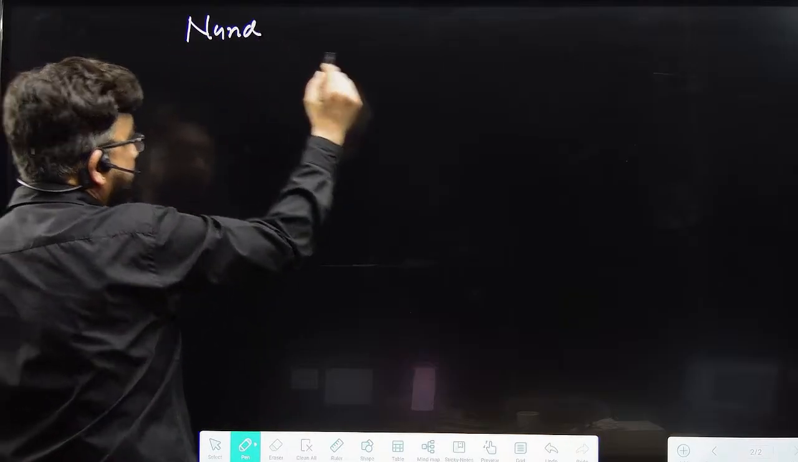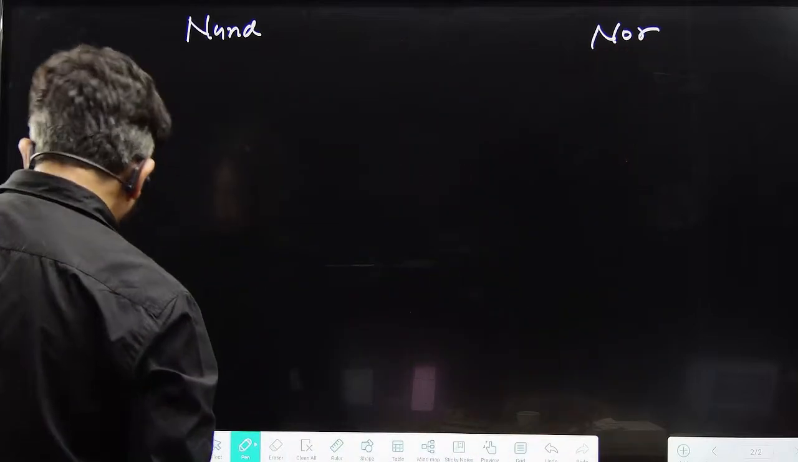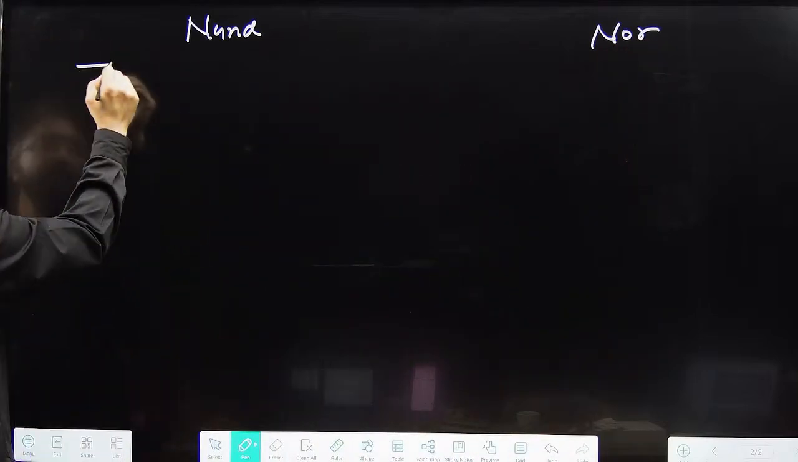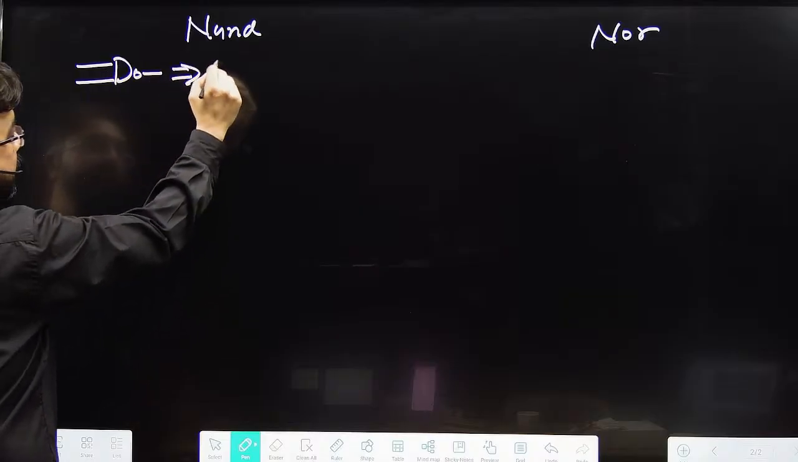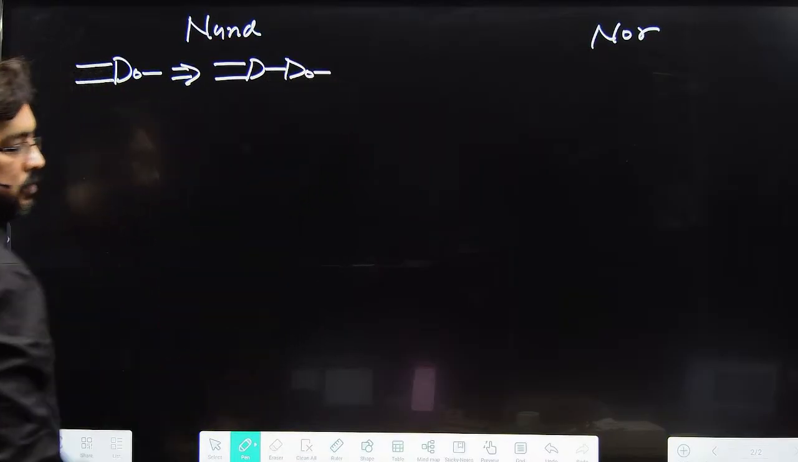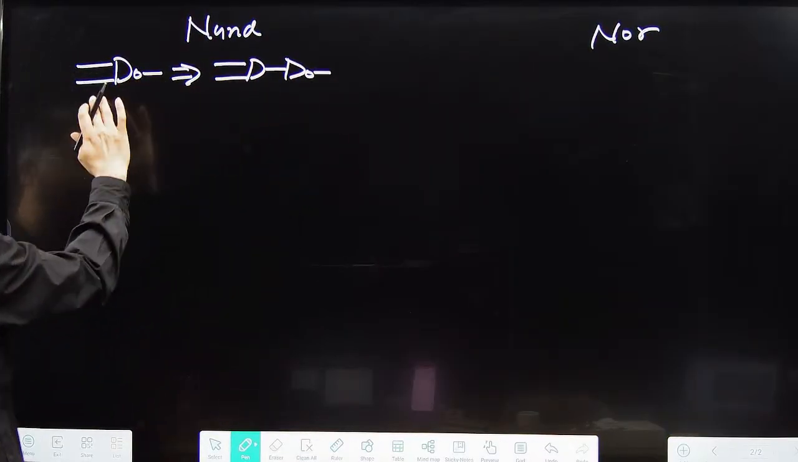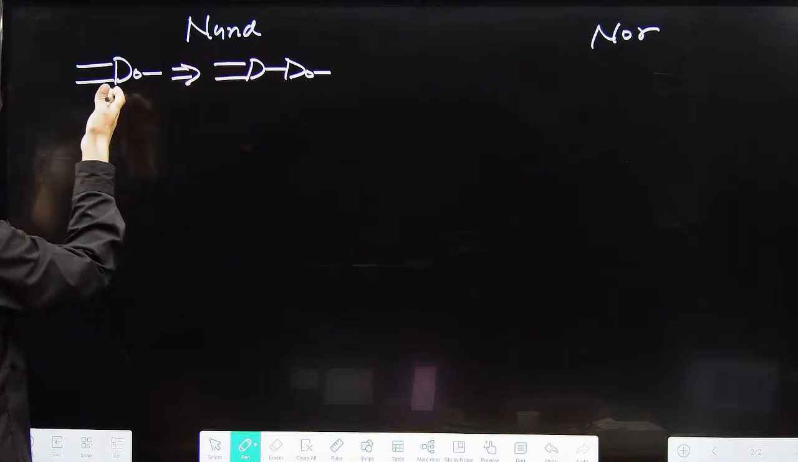Now, what will happen in case of NAND and NOR? Please try to understand. NAND is actually made up of AND and NOT. This is AND, NOT, and this is NAND.